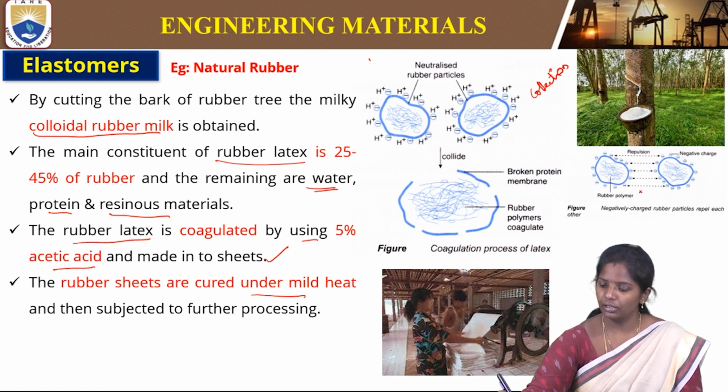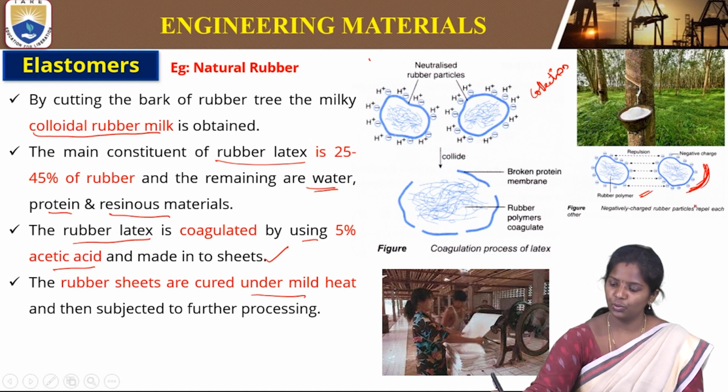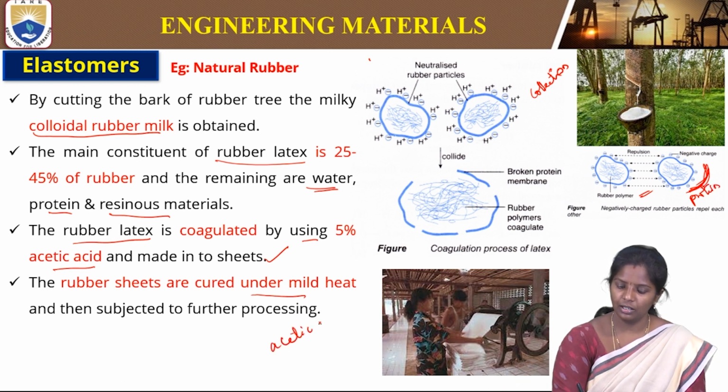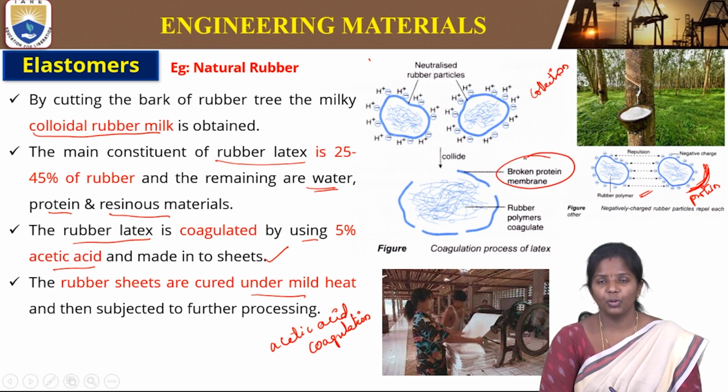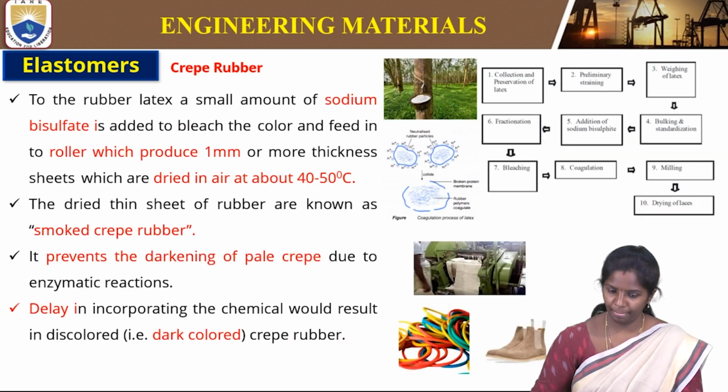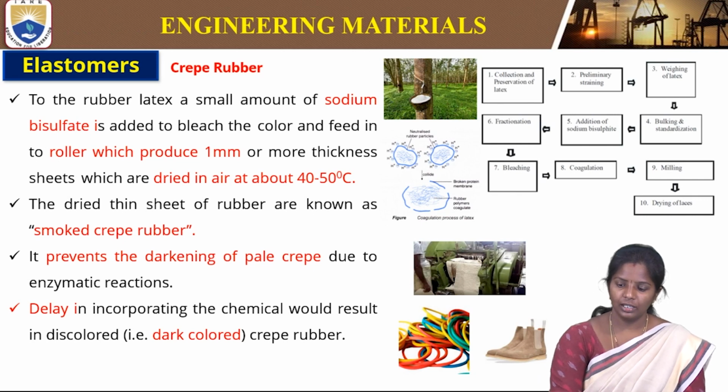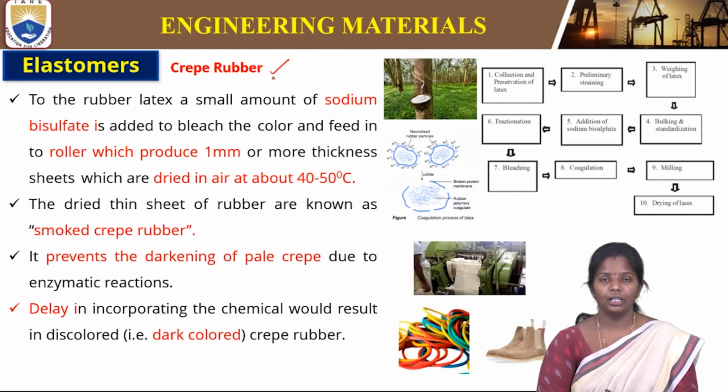This rubber polymer has a negative charge due to protein, and it is then treated with acetic acid. Coagulation takes place. That is how it breaks the membrane, the protein membrane. When the protein membrane breaks, it becomes feasible for us to process further and make sheets like this, and then apply them for different applications. So different types of rubbers form depending on the treatment.